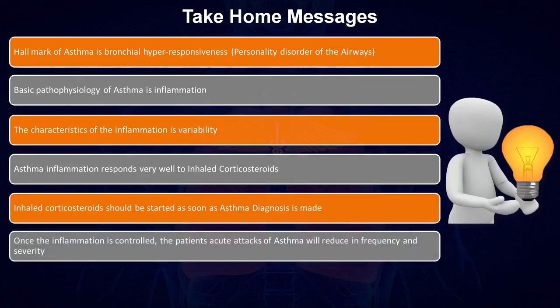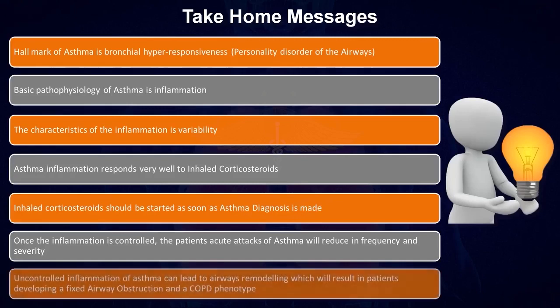Once the inflammation is controlled, the airways will come back to this normal position where we see that there is no inflammation, no bronchoconstriction, and the frequency and severity of attacks will definitely go down. Otherwise, uncontrolled asthma can lead to remodeling and permanent changes in the airways, which can lead to a COPD phenotype.